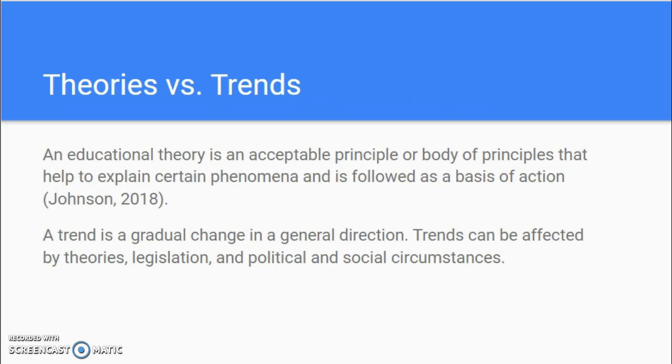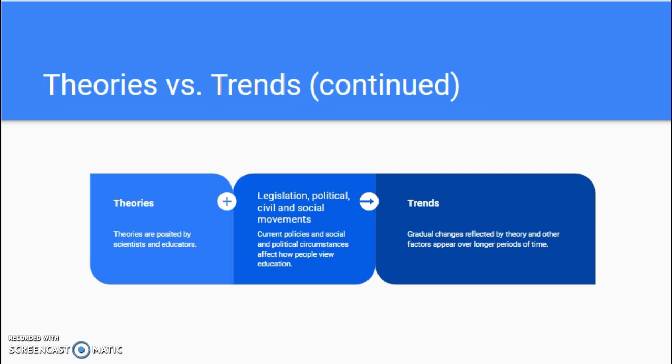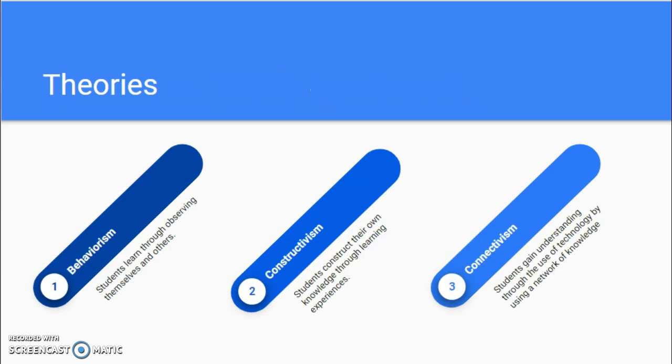Trends are oftentimes subsets of theories, but as can be seen here, trends can be affected by theories, policies, and political, civil, and social movements. For example, many of the trends used today are affected by policy regarding test taking. These policies have affected how teachers design their curricula and how they are to be evaluated. We have identified 3 different theories that, used together, can help students meet both our short-term and long-term goals. These are behaviorism, constructivism, and connectivism.